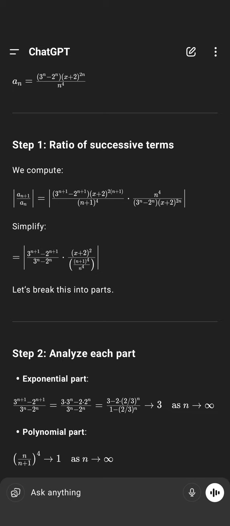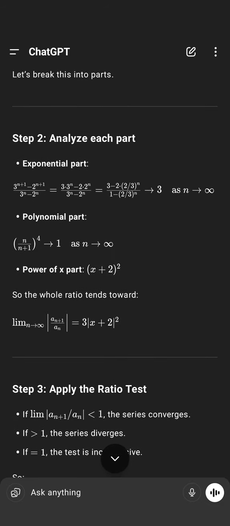We simplify, and that equals the absolute value of (3^(n+1) − 2^(n+1)) over (3^n − 2^n), times (x + 2)^2, times, for the numerator, (n + 1)^4 over n^4. Let's break this into parts.